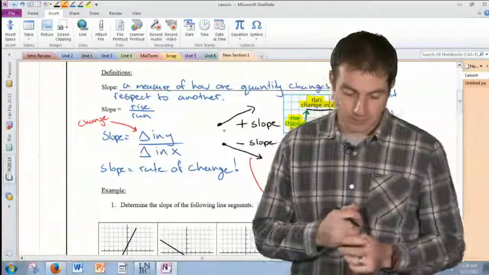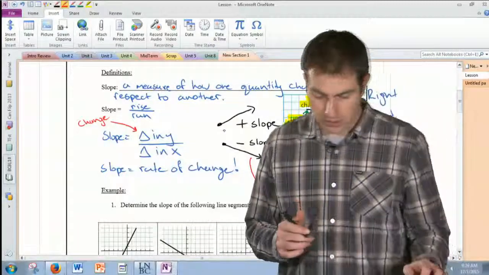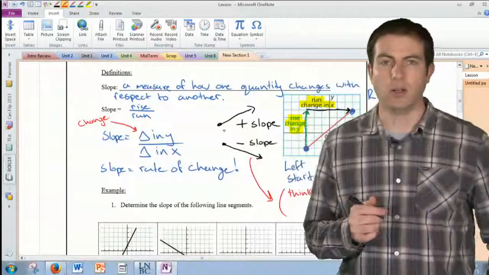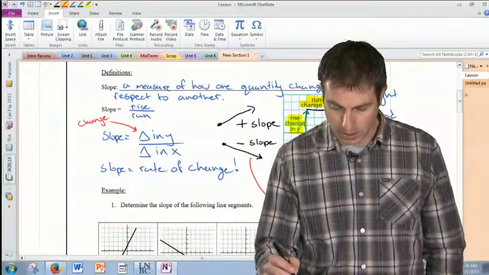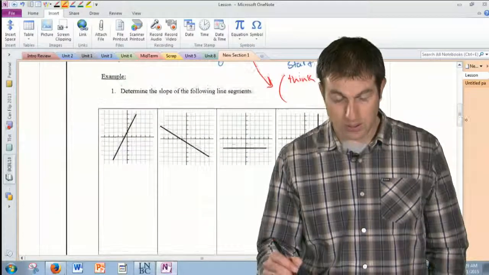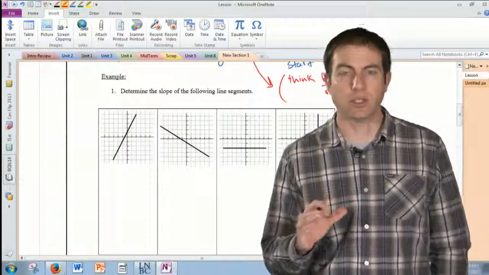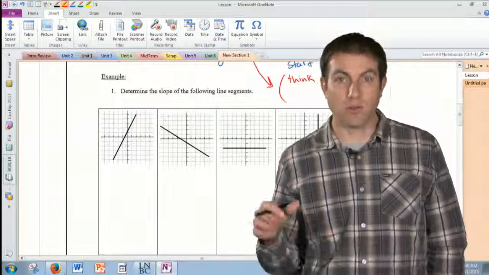if that helps you work it all out in your brain. All right, so there's some little graphs here, and we're going to figure out the slope of each of these lines. So 4 examples here. The actual value for slope will change, but these are the only 4 things you can have.